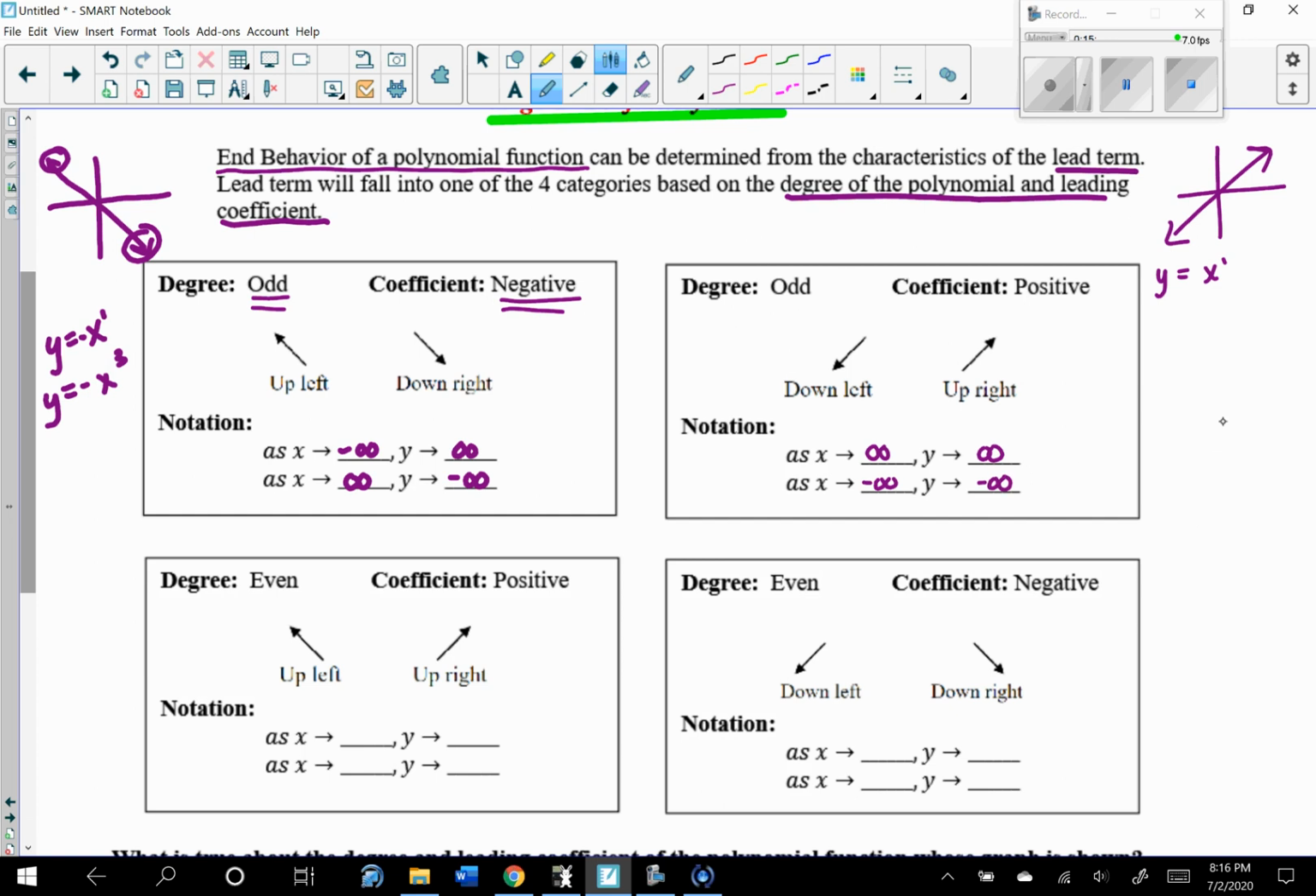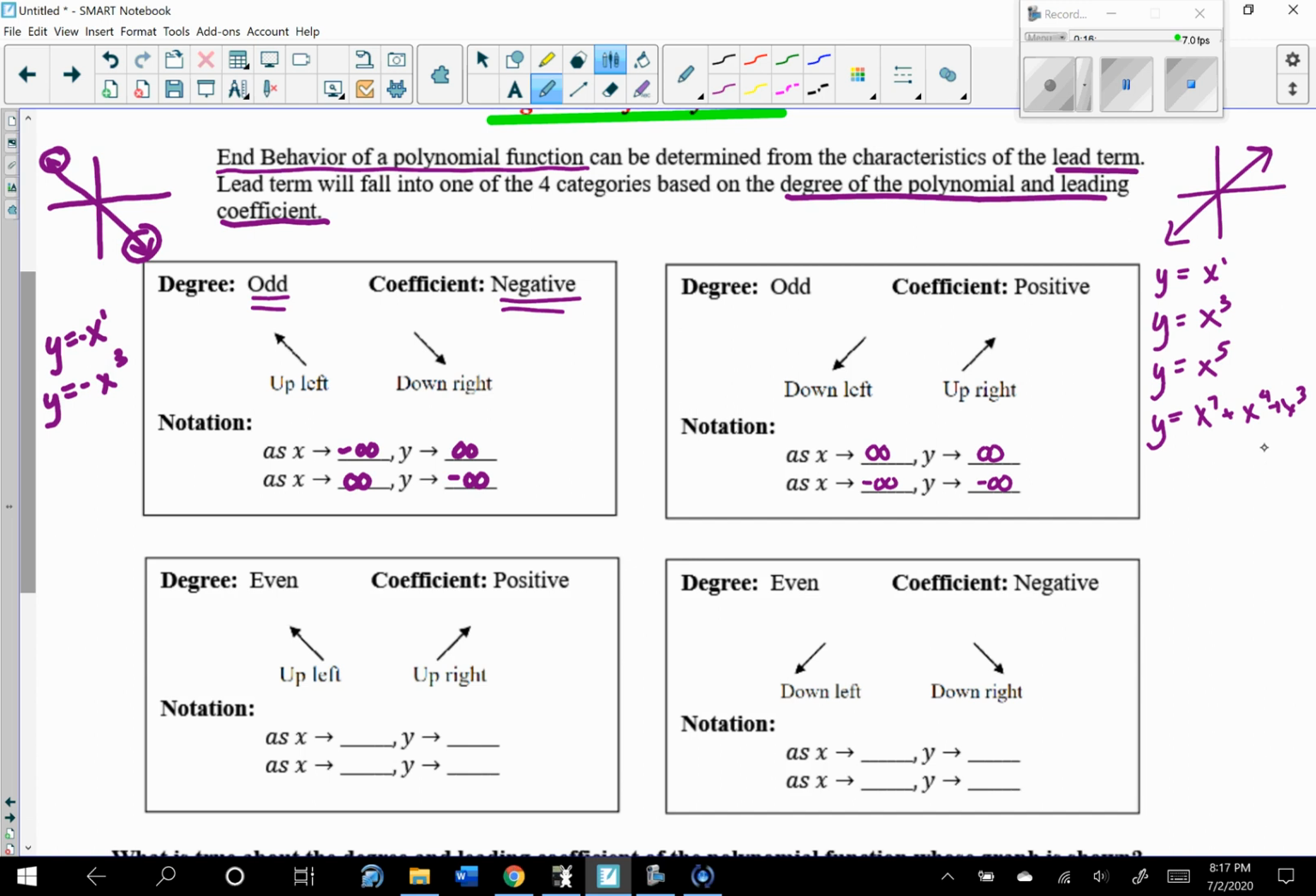And that will be true of any odd power of x with a positive leading coefficient. So y equals x cubed, y equals x to the fifth, y equals x to the seventh. And again, even if we add other degrees that are less than the highest odd power with a positive leading coefficient, it still will be down to the left, up to the right. That just changes what happens in the middle when you have a higher power and other terms added to that.